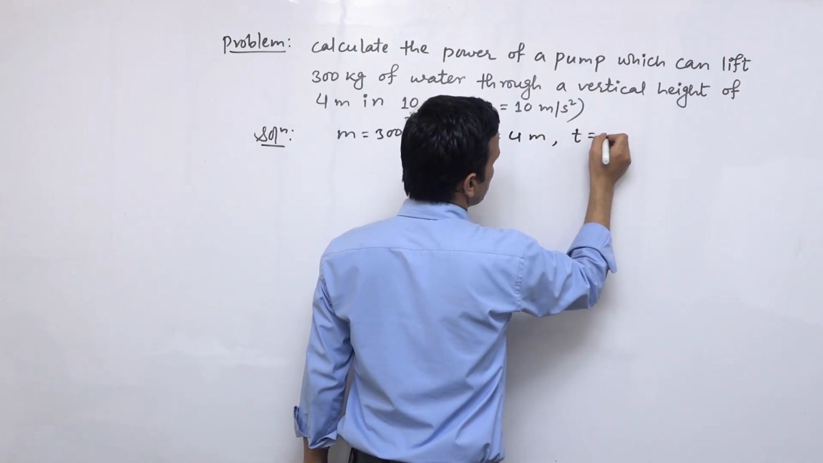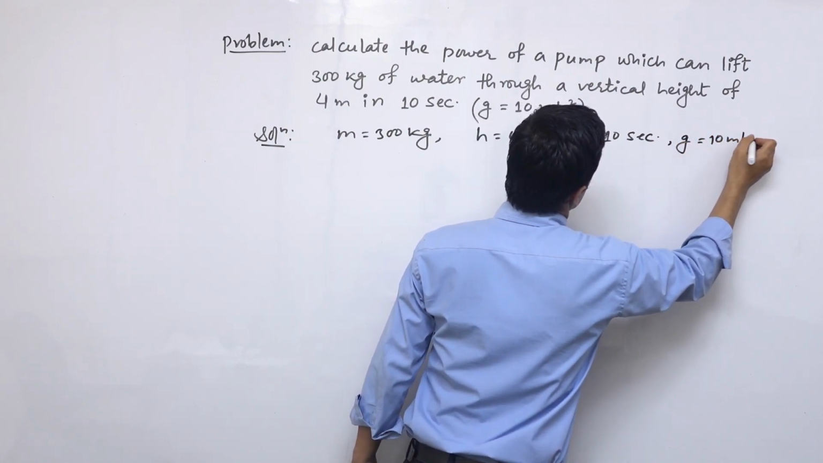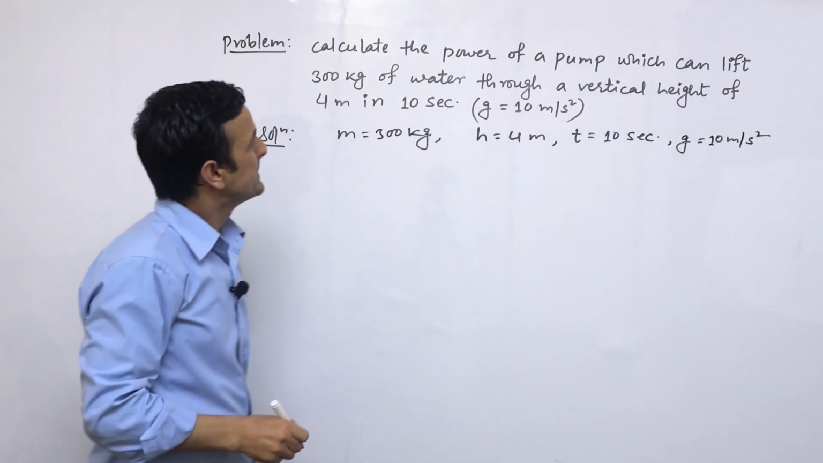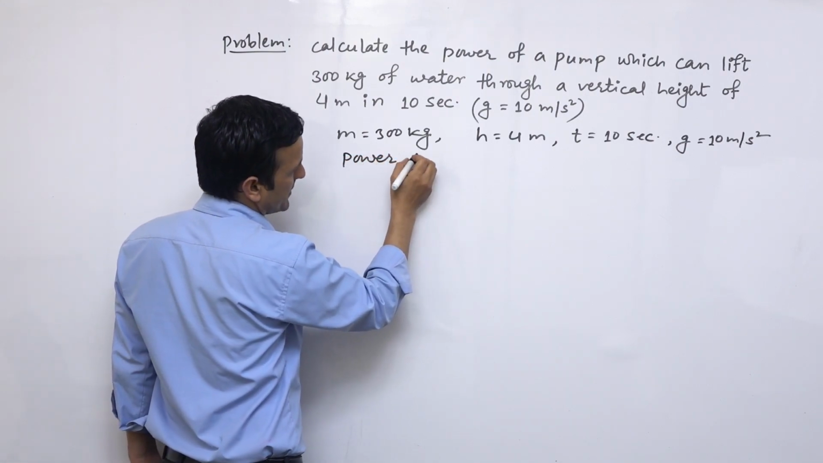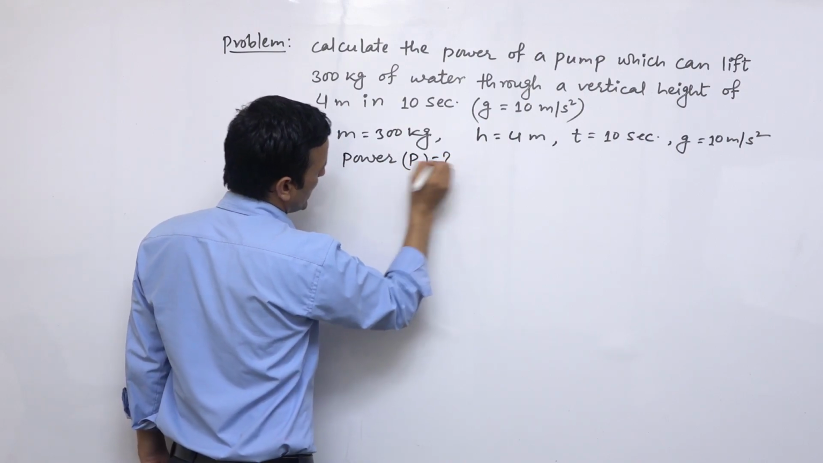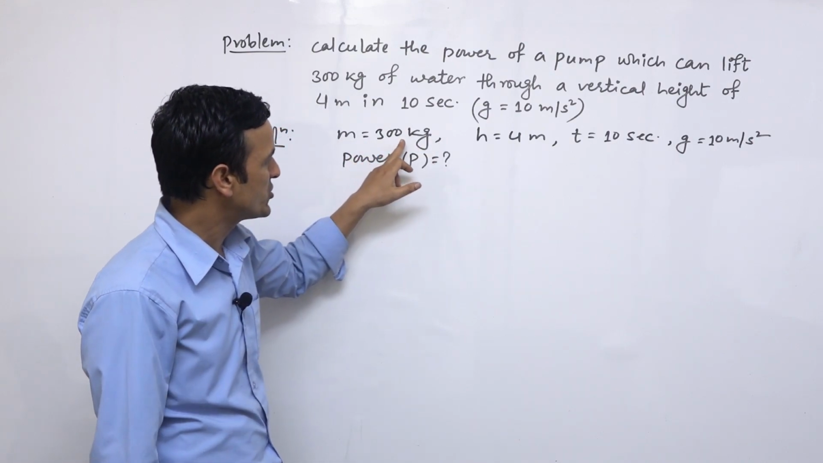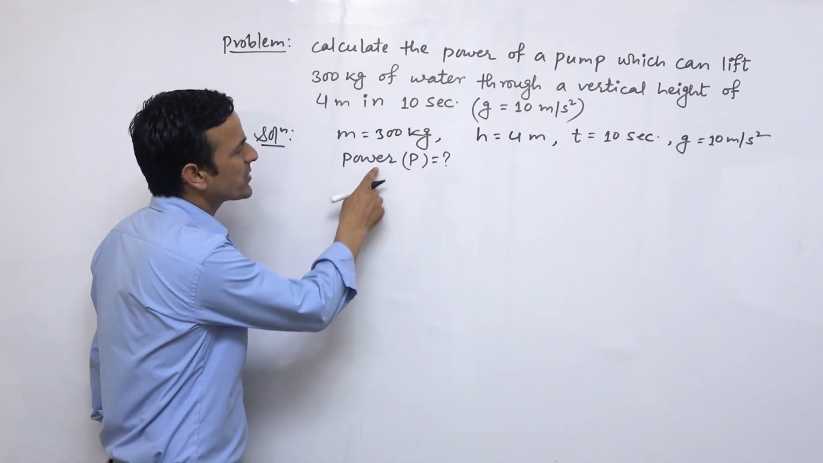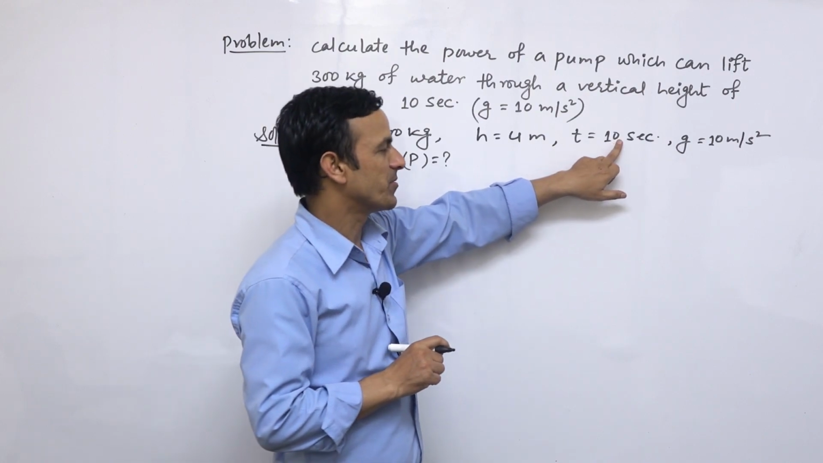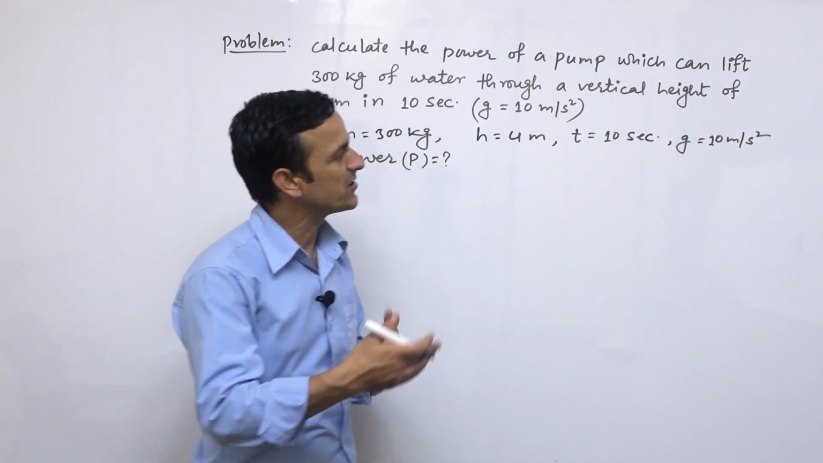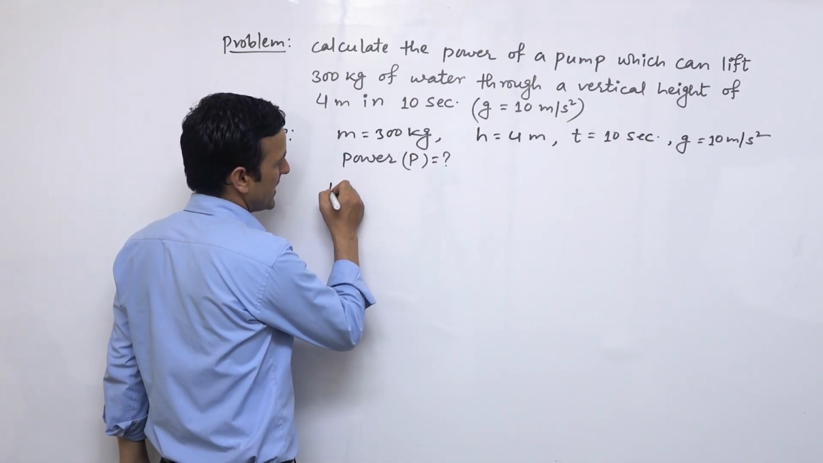10 second means it is time, 10 second. And g is also given, 10 meter per second square. And we are going to find the power. So power P is equal to what? So this is the question. So these all are the given information. And first power, the formula of power is work done by time taken. We have time over here. Time छ हामीसँग. अब work done निकाल्न बाँकी रह्यो. So first of all let's find the work done. पहिला work done निकालौं.